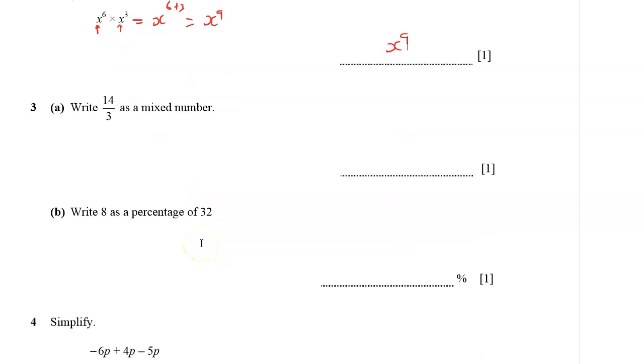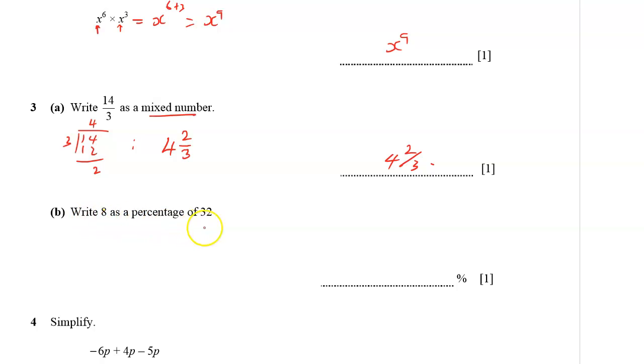Number 3, write 14 over 3 as a mixed number. Of course, you need to divide 14 by 3. It will go 4 times, 4 times 3 is 12, remainder 2, and therefore the mixed number is 4 2 upon 3. This is a mixed number, a whole number and a fraction. So 4 2 upon 3.